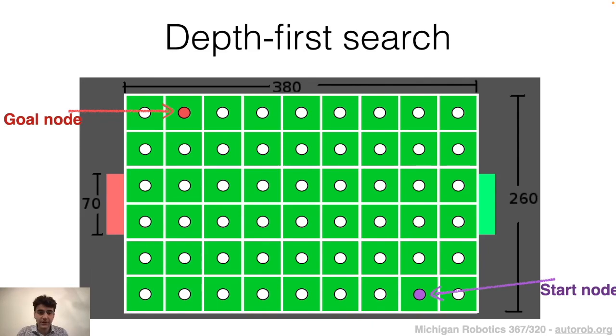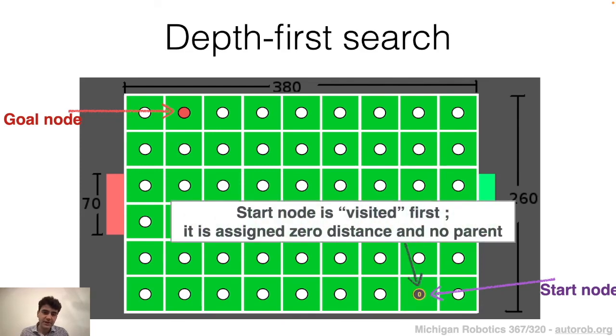Starting at the start node, the first thing that depth-first search will do is assign a distance of 0 to that node in the graph. This distance represents the idea that the robot would have to travel 0 units to arrive at this start node, because again it is initialized at the start node.